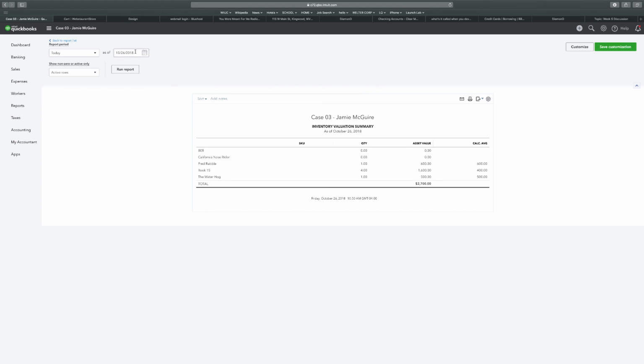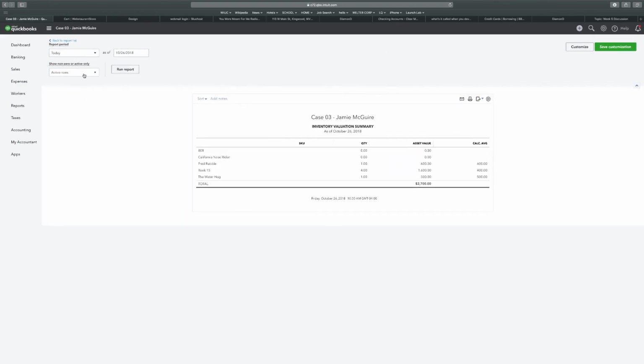So this just tells us on this date, this is how much we have of each, and this is the value, and then this is the average. This is the overall value, right? The average value is the price each. There's 4 of them. 4 times 400 is 1,600. This is going to be if you have a product-driven company. If it's a service-driven company, you're not going to look at this report at all.